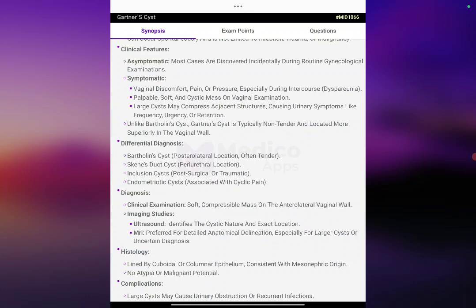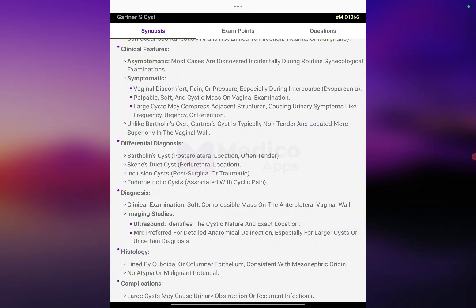Differential diagnosis: Bartholin cyst, posterior lateral location, often tender. Skene duct cyst, periurethral location. Inclusion cyst, post-surgical or traumatic. Endometriotic cyst, associated with cyclic pain.